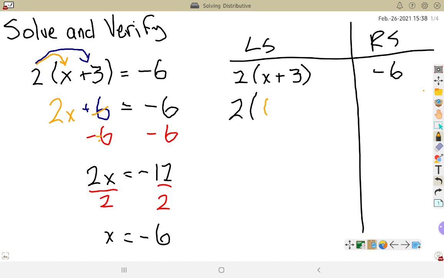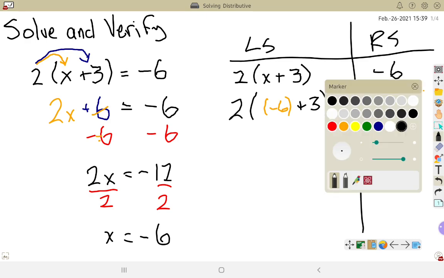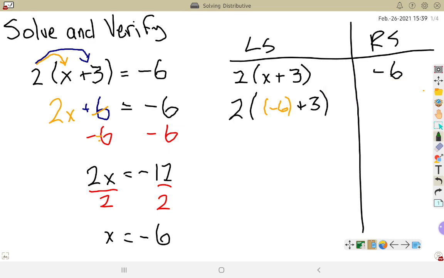So I'm going to try putting negative 6 back into my equation and see if it works. Looking at this, it's 2 times, and in brackets we have negative 6 plus 3. Because of order of operations, because of BEDMAS, I must do what's in the brackets first. Negative 6 plus 3 gives me negative 3. Now I still have the brackets there, but there's nothing going on because I just turned it into a single answer. And so now this statement says 2 times negative 3.